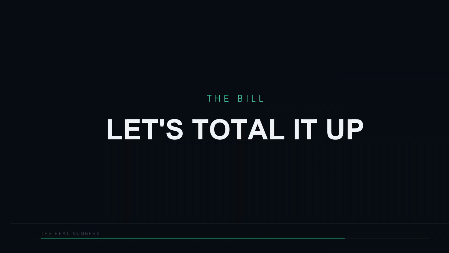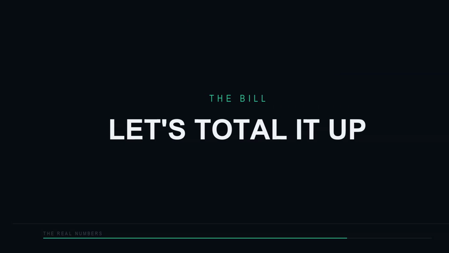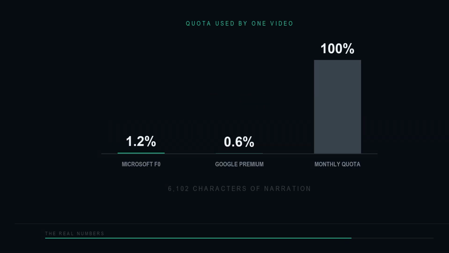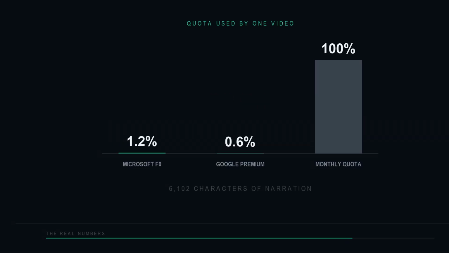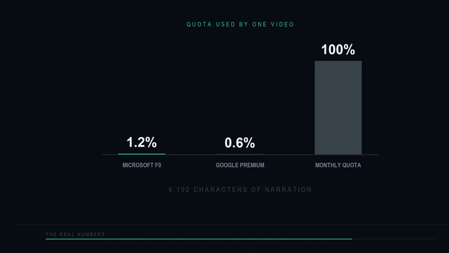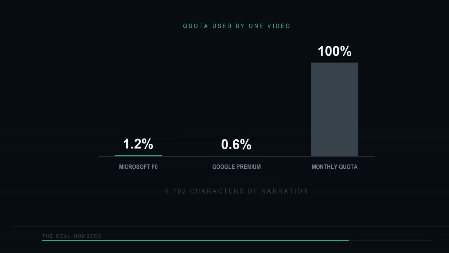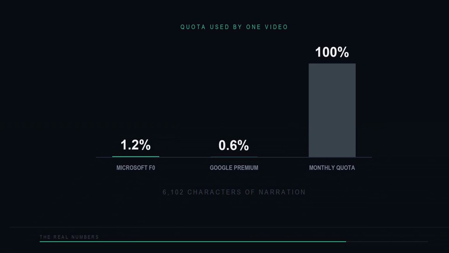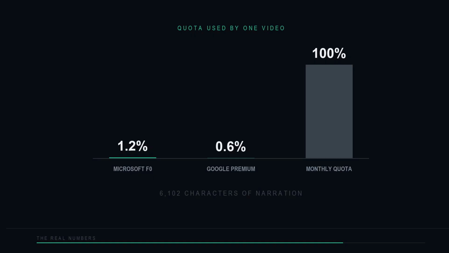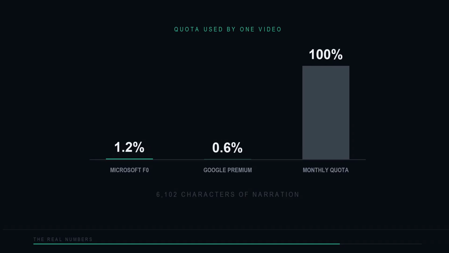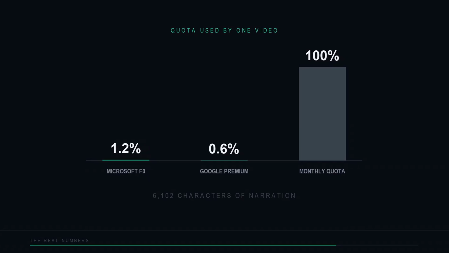So let's total it up honestly, because this is where these videos usually get vague. Narration: 6,102 characters. On Microsoft's free tier of 500,000 a month, that's 1.2% of my quota. On Google's premium tier, it would be about 0.6%. Either way, dozens of videos a month before I pay anything.